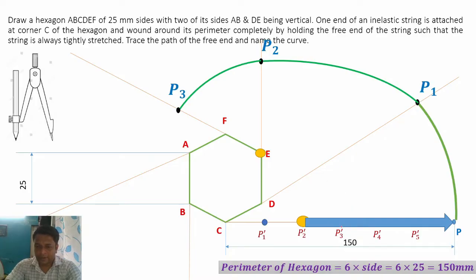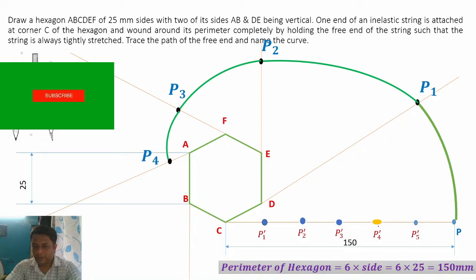Now we'll go to the P3 dash point. So from P3 dash we'll measure a distance up to P in the compass. Now keep the metal end of the compass at point F and then draw the next part of the curve. So this point of intersection is called point P4. Then next move to the point P4 dash. So from P4 dash measure a distance up to P in the compass.